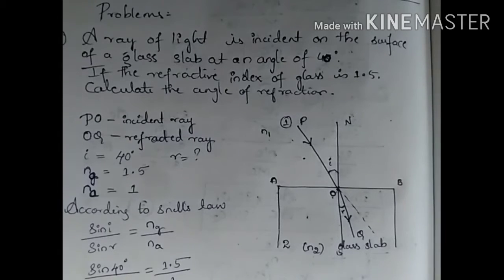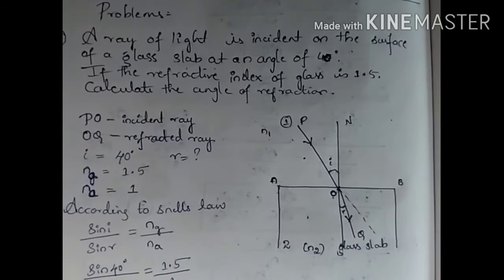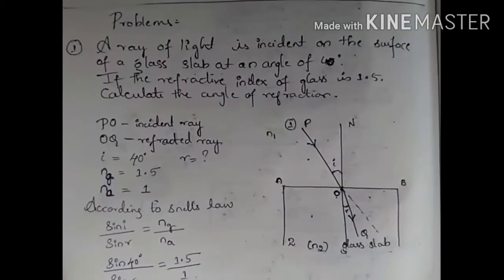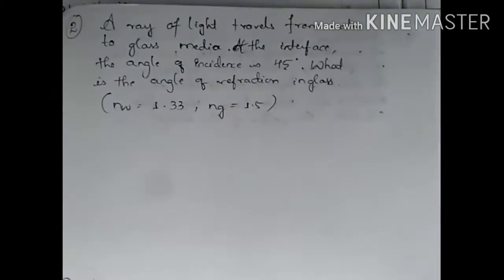Since he has given the refractive index of the second medium and the angle of incidence, now we have to find the angle of refraction. There is an equation which relates all these four quantities. Sin I by sin R can be written as n2 by n1. From this equation we can find the angle of refraction for this problem. So let us move to the second problem.